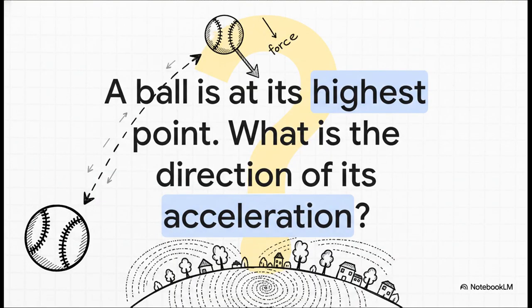Final challenge. Imagine you throw a ball straight up in the air. It goes up and up and up, and then for just a split second, at the very, very top of its arc, it stops moving. My question for you is, at that exact instant, when its velocity is 0, what is the direction of its acceleration? Think about the forces acting on it. I'll let you chew on that one. Thanks for diving into this with me.